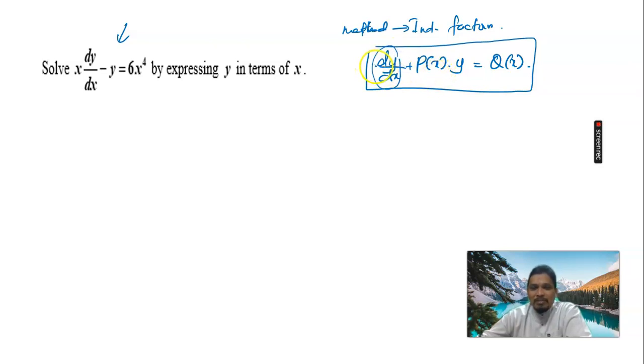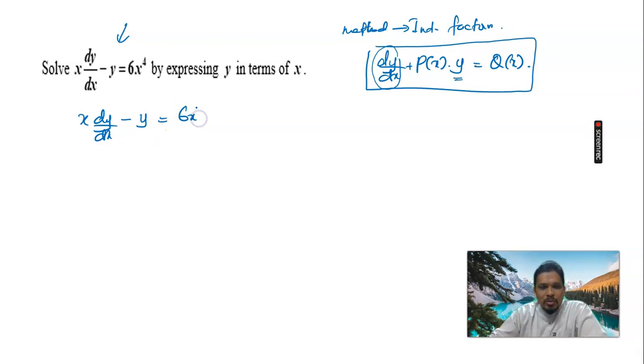Look at this dy/dx in a single form, with nothing beside it multiplied, and p(x) multiplied with a single y. Now look at this question: we have x dy/dx minus y equal to 6x to the power of 4. Here we are going to divide by x every single term, so we multiply with 1 over x.